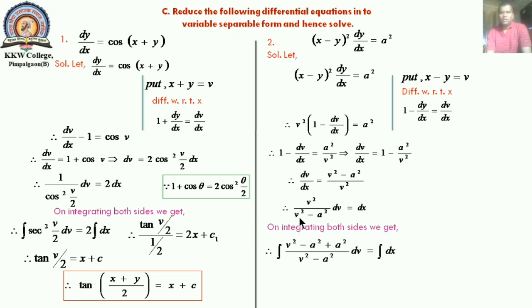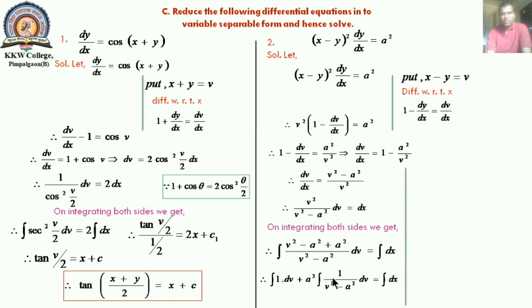This is a non-integrable part. To convert this non-integrable part to an integrable one, we do some adjustment, that is, add and subtract a square, and the numerator gets separated. We have (v square minus a square) upon (v square minus a square) becoming 1, and plus a square, which is a constant, a square upon (v square minus a square). So we get integral of 1 dv plus a square times integral of 1 upon (v square minus a square) dv. Now the integration of 1 dv is v.